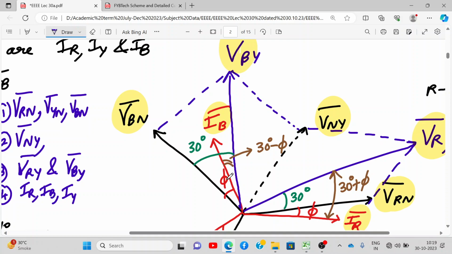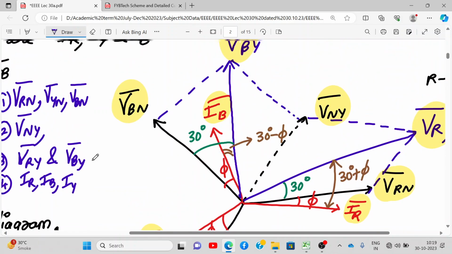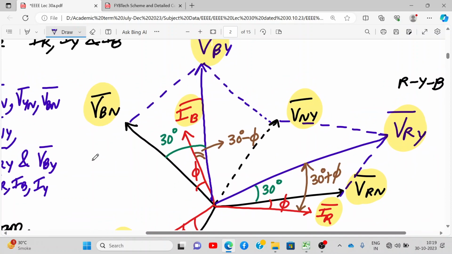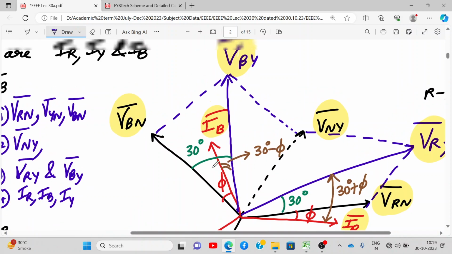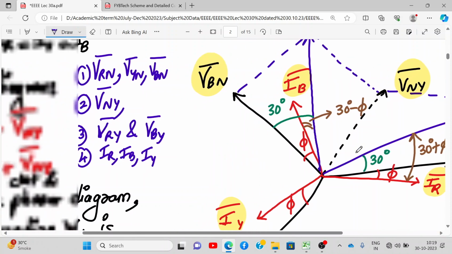And why are we not drawing the third line voltage? It is not required. For the measurement of two wattmeters, we only require two line voltages, VRY and VBY. If you see carefully, Y is common between both because of the neutral point. Got it? You have understood how this 30 minus phi and 30 plus phi came? Yes or no? Okay.